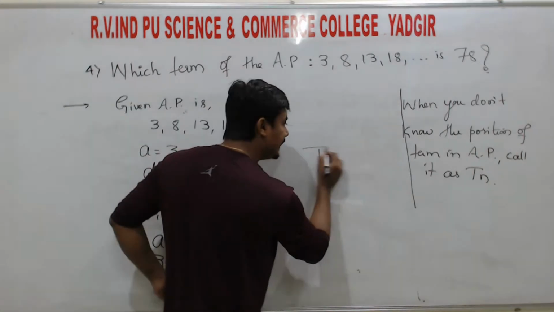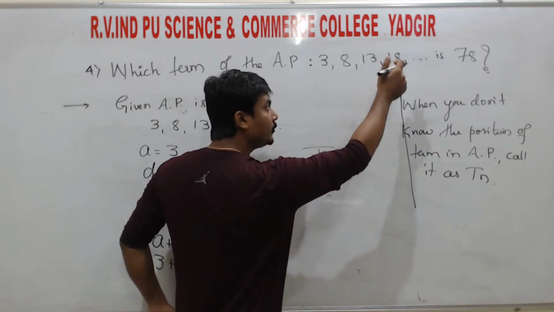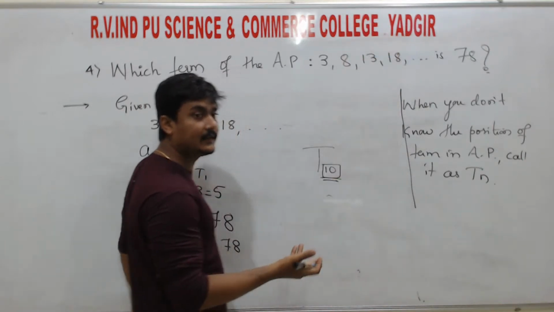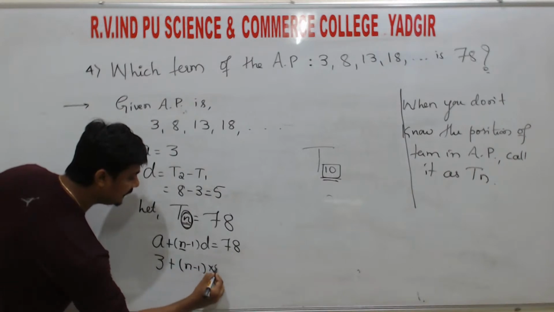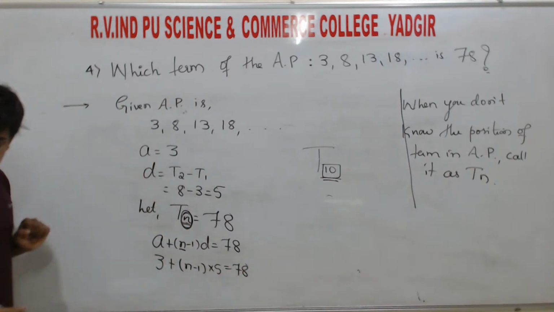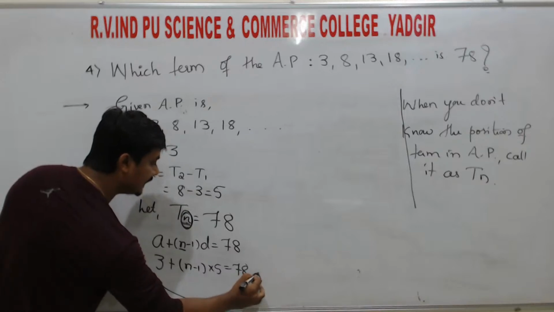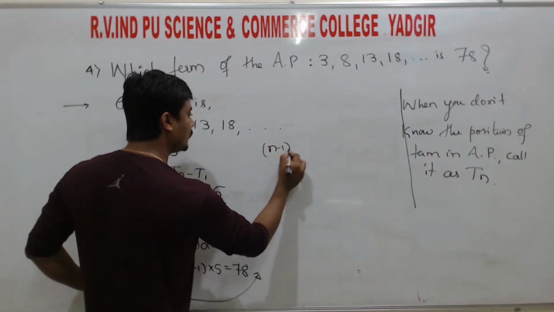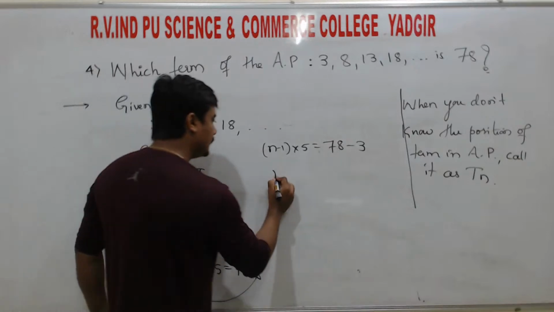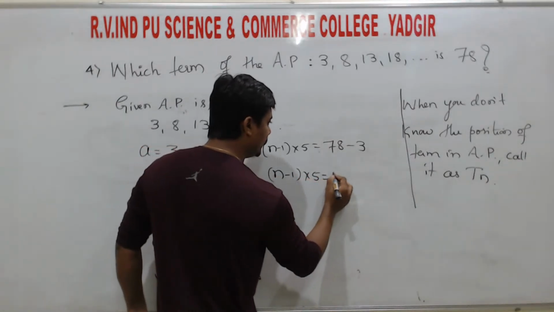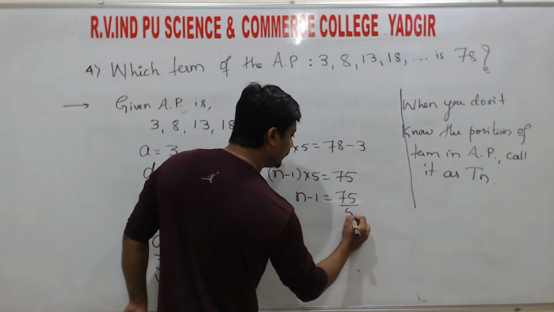See, if I write T10, you will say that sir is speaking about the 10th term. How do you come to know this? By the subscript. Since you do not know the position of that term 78, which is asked to compute, we need to find out the n value here. So 3 plus n minus 1 into D, that is 5, is equal to 78. So this plus 3 we will carry to the right side. It becomes n minus 1 into 5 is equal to 78 minus 3. So n minus 1 into 5 is equal to 75. n minus 1 equals 75 divided by 5.